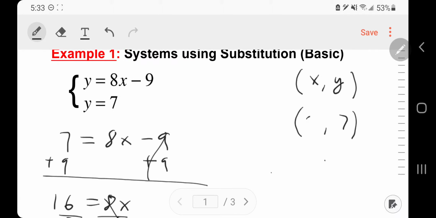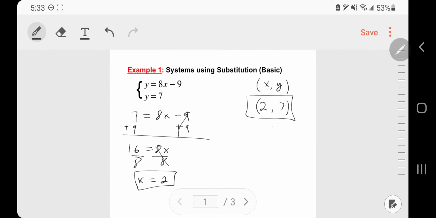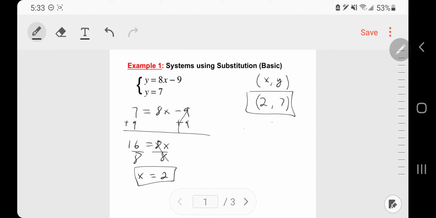Okay, so our coordinate would be (2, 7). And if I was to graph these two equations, that would be the point of intersection. So in this one, we already had our y, and we just had to plug in to solve for the x. Let's take a look at another one.